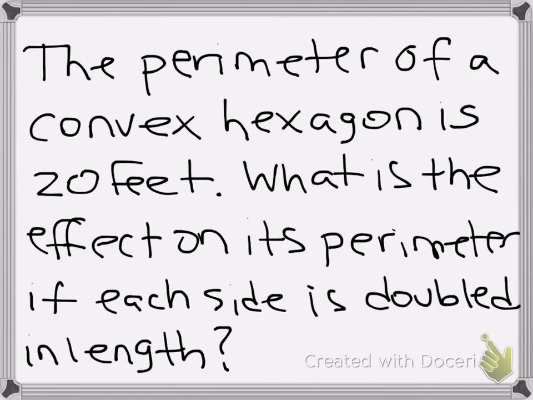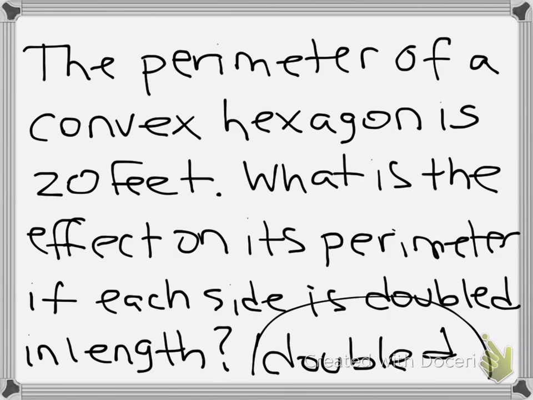The next one, it says the perimeter of a convex hexagon is 20 feet. What is the effect on its perimeter if each side is doubled? So think about doubling each side. If they're all the same value for the hexagon, and then we double each of those values, then all we're really doing in the end is doubling the perimeter. So what is the effect on the perimeter? It's doubled. And you'll have a question like that almost exactly on your quiz.